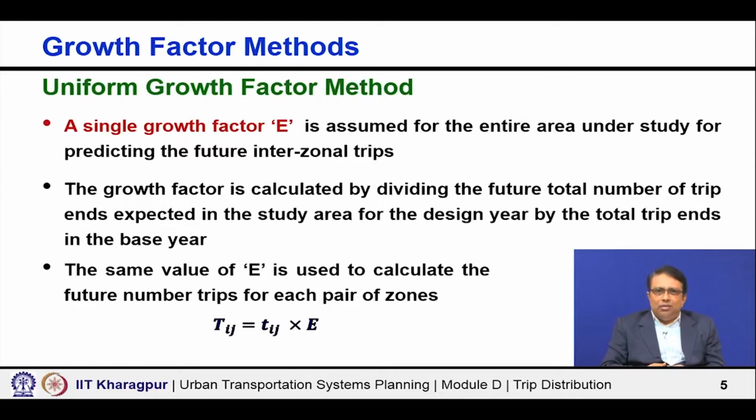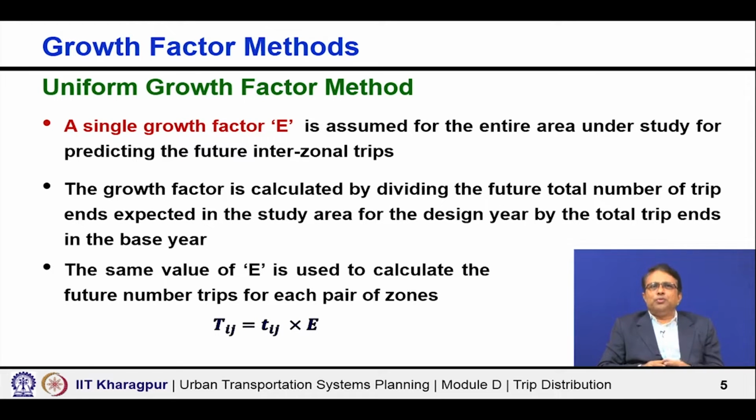Now, there are several methods or models which have been developed. All may be called growth factor based methods, because the fundamental is the same. You have the small Tij known in the base year or the current year, and we want to find the capital Tij value for the horizon or design year using the knowledge of the current small Tij, by multiplying it with the growth factor. So, fundamentally all growth factor models are the same.